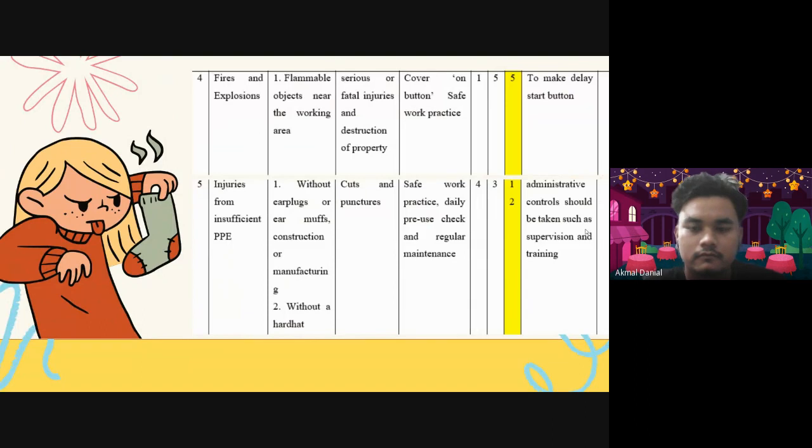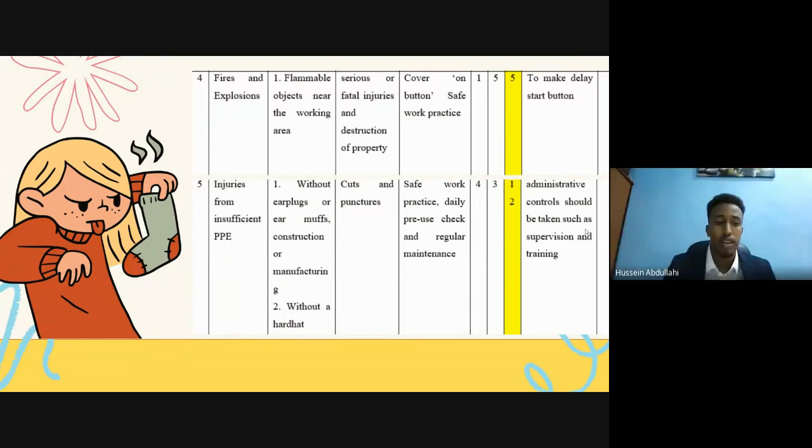Number 4, for work activity, is fire and explosion. The hazard is a flammable object near the working area. The third one, the cause or effect, is serious or fatal injury and destruction of property. For the existing control, there is a cover on the button, safe for the workplace. And the recommendation is to make a relay start button.